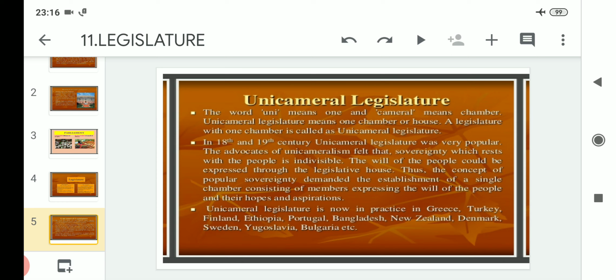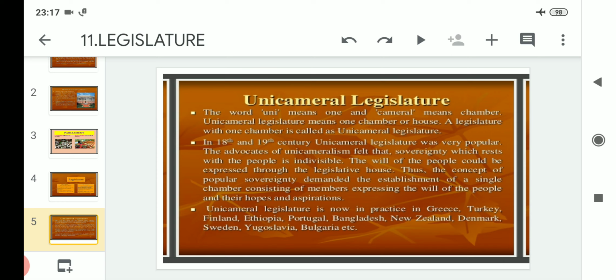In the 18th and 19th century, unicameral legislature was very popular. The advocates of unicameralism felt that sovereignty which rests with the people is indivisible. The will of the people could be expressed through the legislative house. Thus, the concept of popular sovereignty demanded the establishment of a single chamber consisting of the members expressing the will of the people and their hopes and aspirations. So, in order to understand unicameral legislatures and their benefit, this type of legislature having one house or one chamber was very popular in the 18th and 19th century.